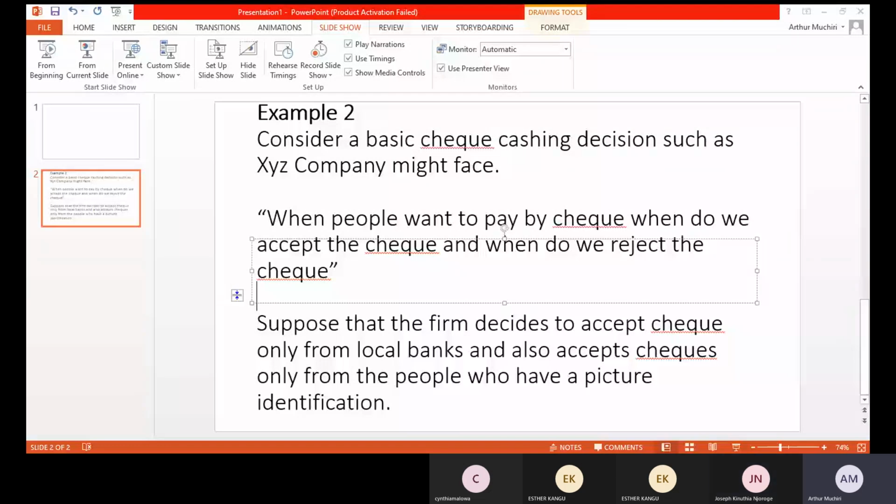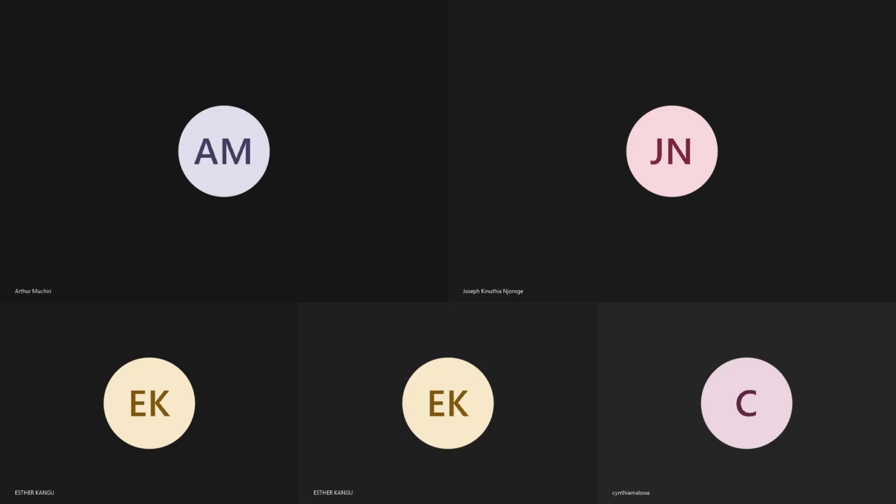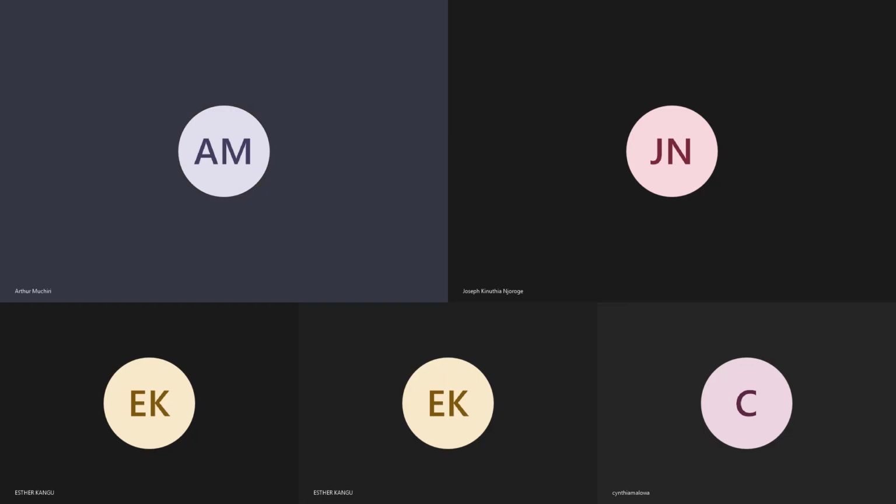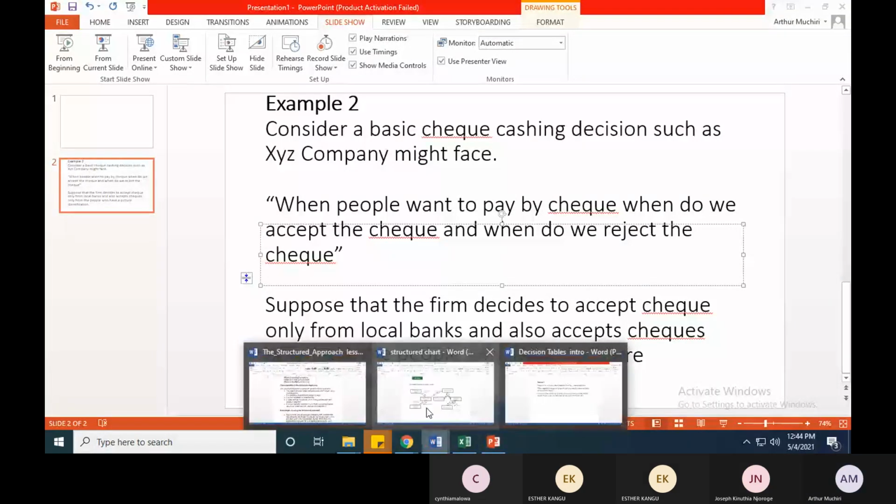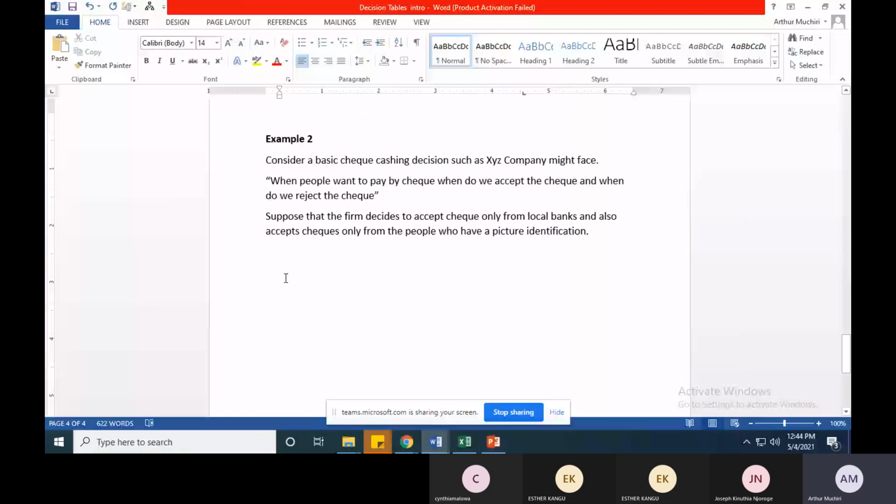Let's try to solve it. So let me just share my screen afresh. Let me share the entire screen. So in this question, consider a basic check cashing decision such as XYZ company might face. When people want to pay by check, when do we accept the check, and when do we reject the check? So that is the action.